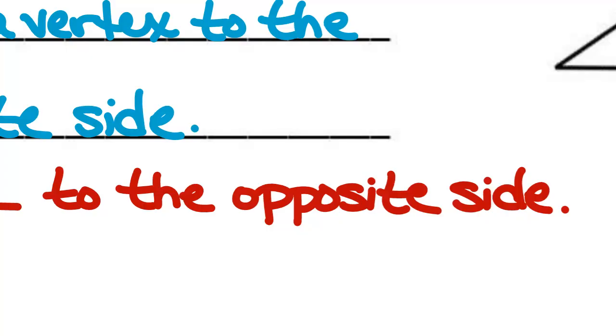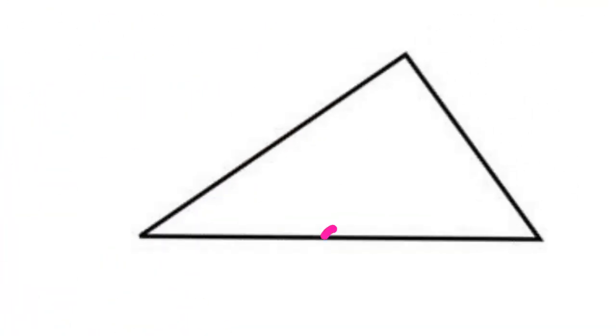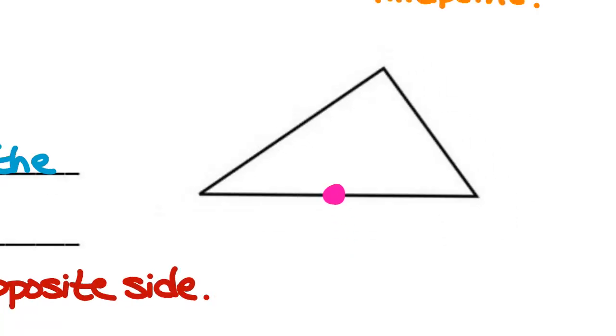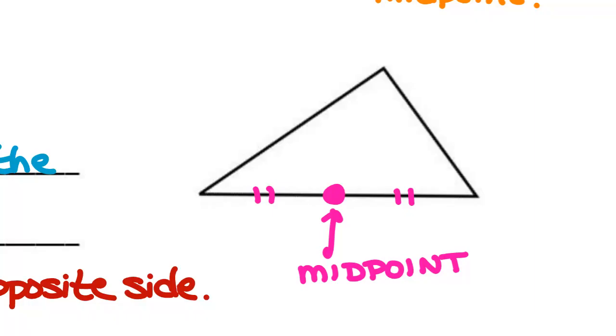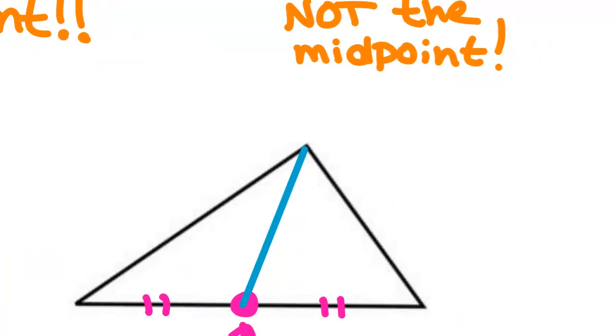So over on my little triangle, we're going to draw in a median, which means the first thing I need to do is identify the midpoint. Because it's the midpoint, these two segments would be congruent. And then going from the opposite corner to that midpoint is my median.